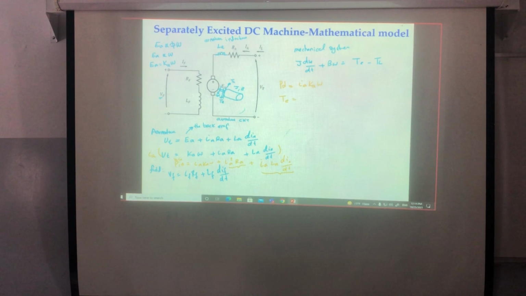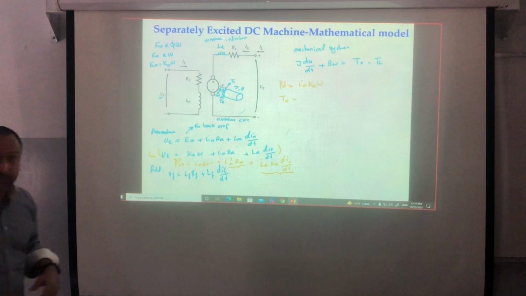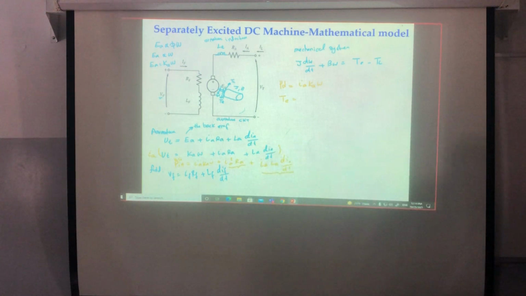TA multiplied by omega. So if I need to calculate TE, I will divide the power developed over omega. Correct? So if I do that, I will get the power developed over omega, and this will be K, but here I think you use KT, correct? KT IA. But you know that KT is equal to KA.